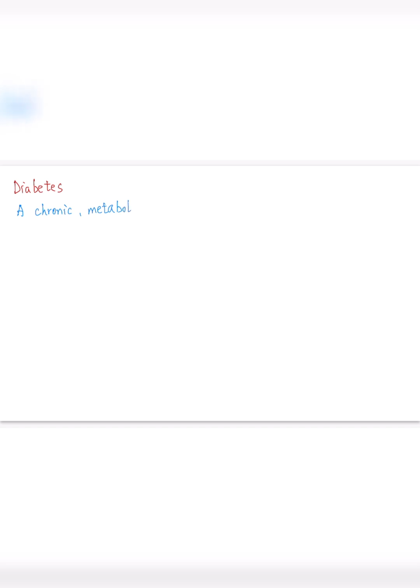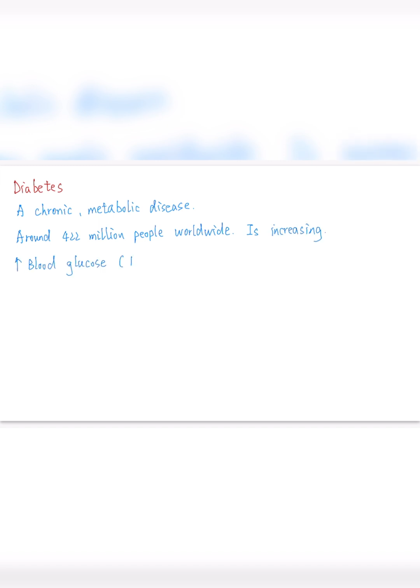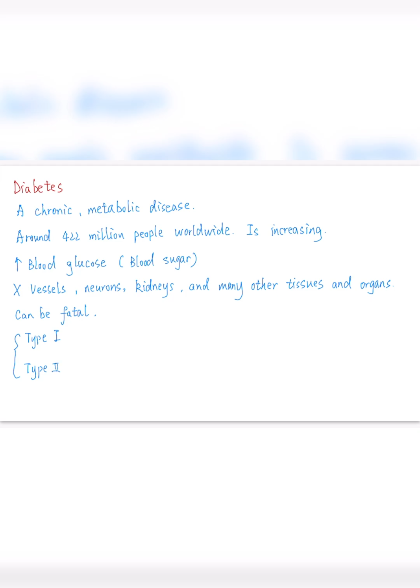So diabetes, as the definition from the WHO, is a chronic metabolic disease that suffers around 422 million people worldwide, and the number is increasing. The features of this disease is the increase of blood glucose, or we can also say blood sugar. This increase will cause damage to vessels, neurons, kidneys, and many other tissues and organs, and in some cases it can be fatal. The main two types of diabetes are type 1 and type 2.